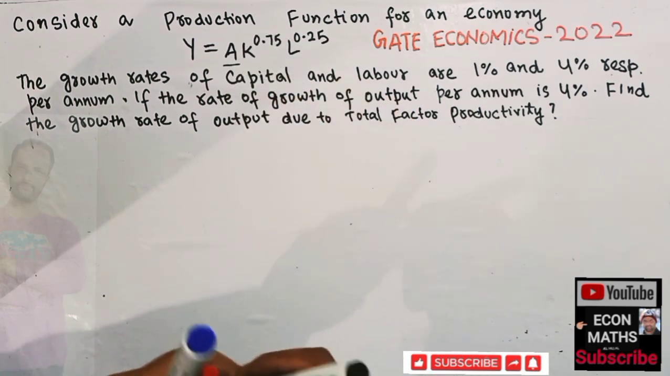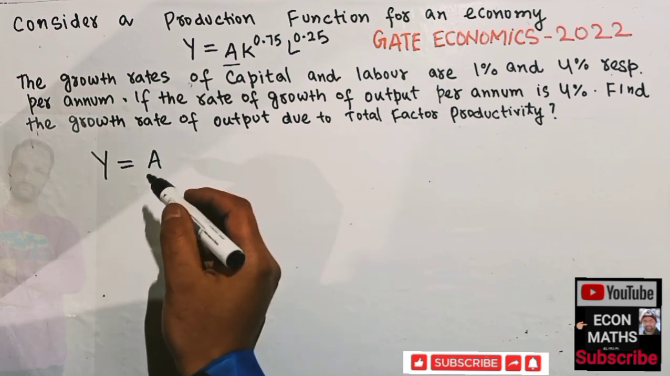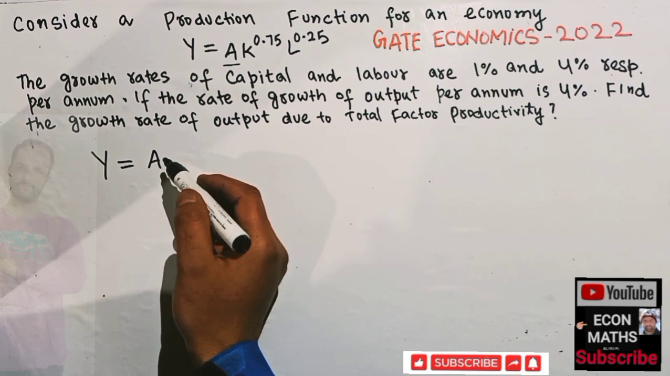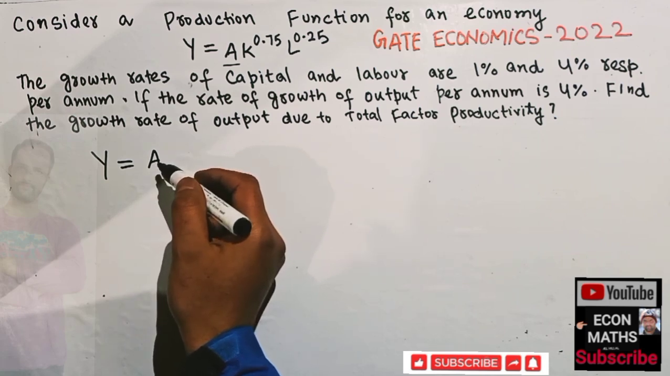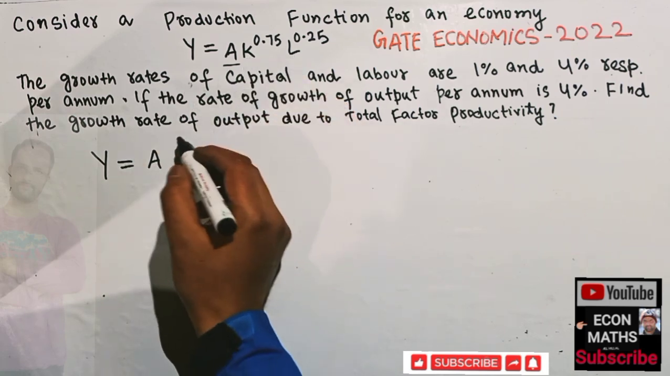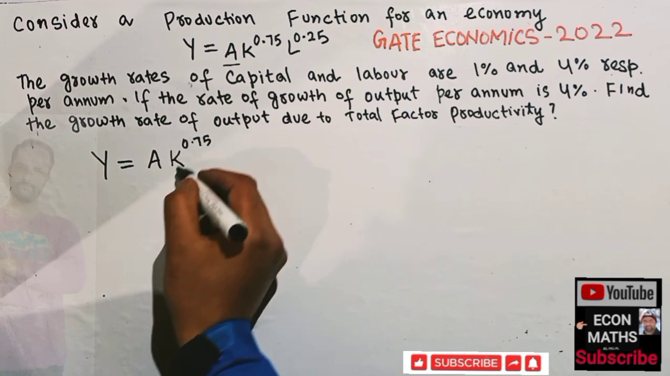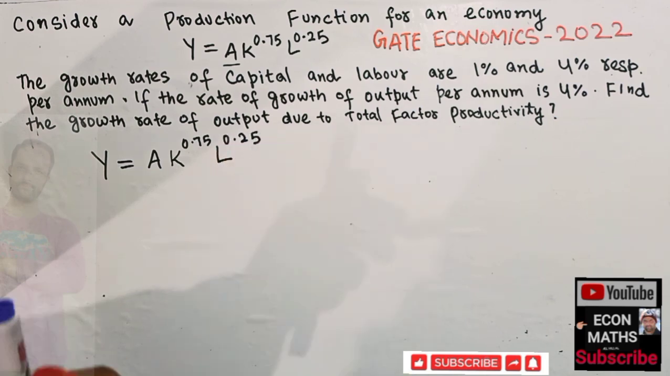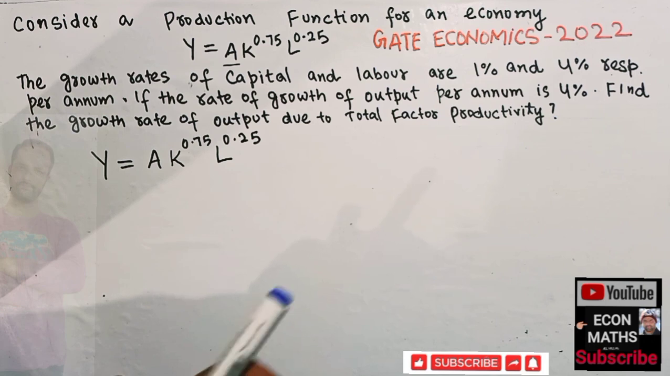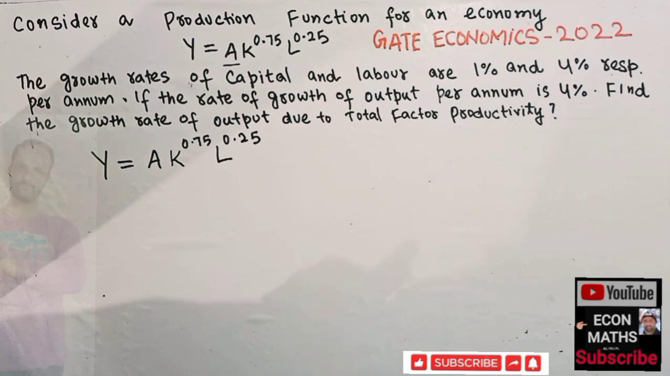Okay, so what is our production function? Let us write the production function: Y equals A K^0.75 L^0.25, where A denotes the total factor productivity, what we also call the Solow residual. It explains that change in growth which is not explained by capital or labor. K is the capital and 0.75 denotes the output elasticity of capital, and we have L to the power 0.25. This is our Cobb-Douglas production function. 0.25 denotes the output elasticity of labor, that is, how much our output changes if there is a change in labor. So how do we solve this question?